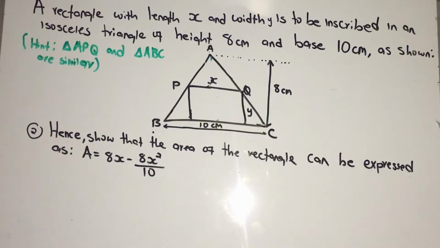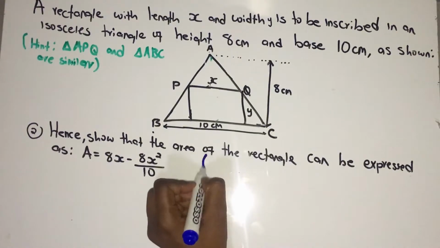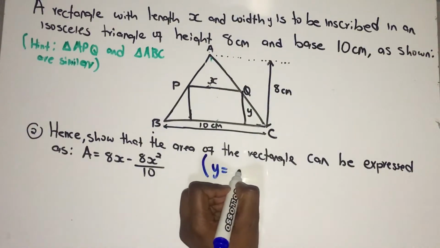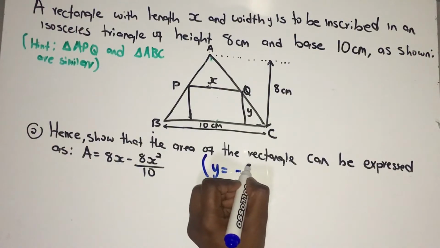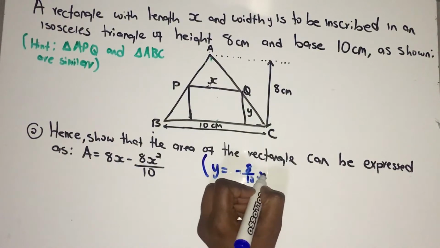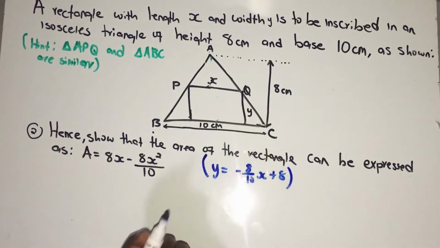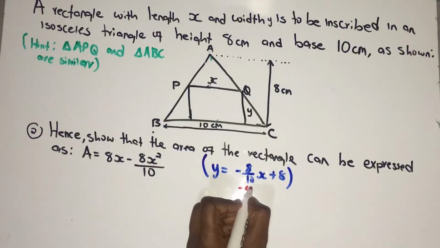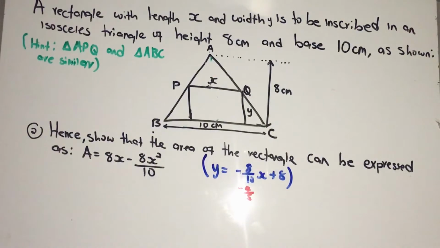Okay, our next question says, hence show that the area of the rectangle can be expressed as A, which is equivalent to 8x minus 8x squared all over 10. So keeping in mind, we have found that y is the same as minus 8 over 10x plus 8, right? I know we wrote it as minus 4 over 5. It's exactly the same thing.